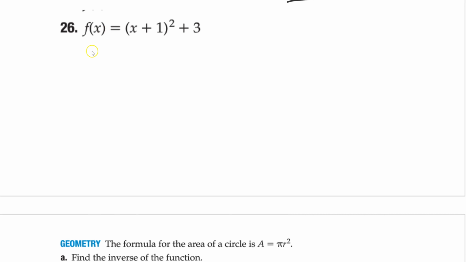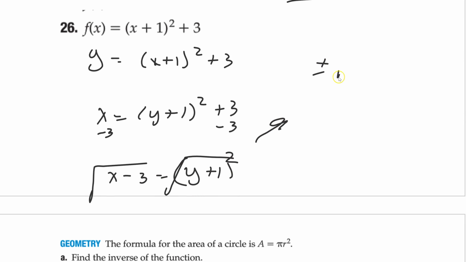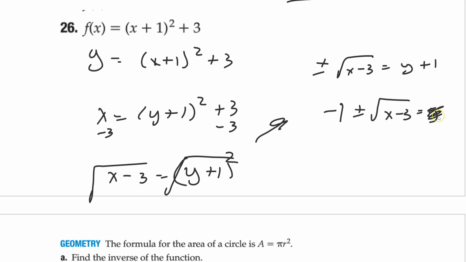Right, so let's find the inverse of this. So I'll make that a y. y equals the square root of x plus 1, squared, plus 3. We're going to switch x and y. So that becomes x and that becomes y. Now we have to get the y by itself. So first thing I'm going to do is subtract the 3. So x minus 3 equals y plus 1 squared. Then we're going to square root it. Plus and minus the square root of x minus 3 equals y plus 1. Then subtract 1. So negative 1 plus or minus the square root of x minus 3 equals y. Or we could change that to f inverse.